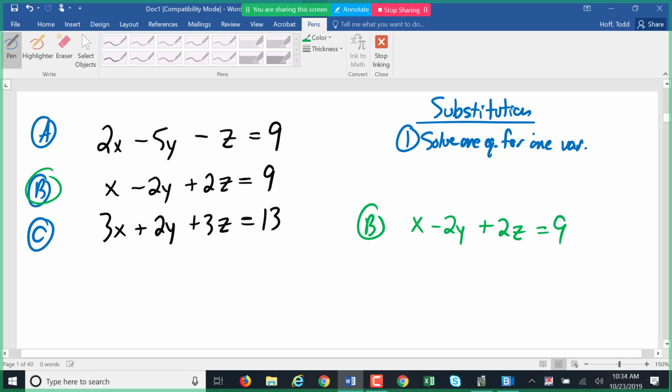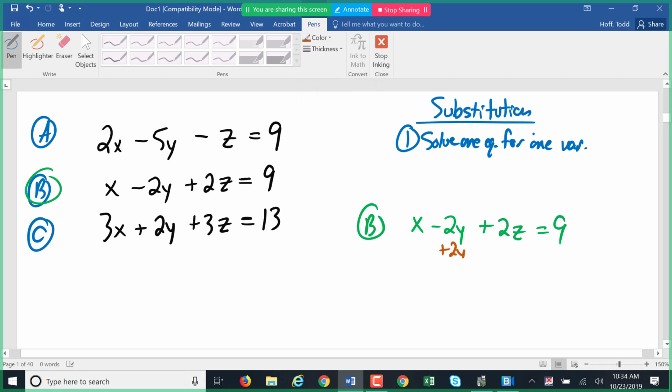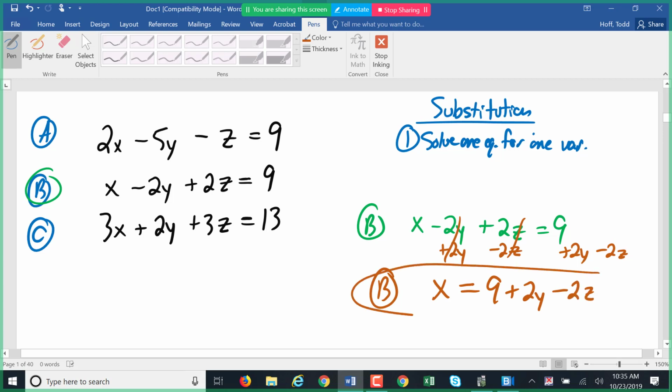So I'm going to do that all in one step. I'm going to add the 2y to both sides, and I'm going to subtract 2z from both sides. So what I get there, my new equation B is x equals 9 plus 2y minus 2z. That is my modified equation B. It's been solved for x.